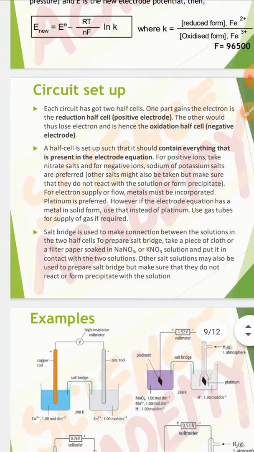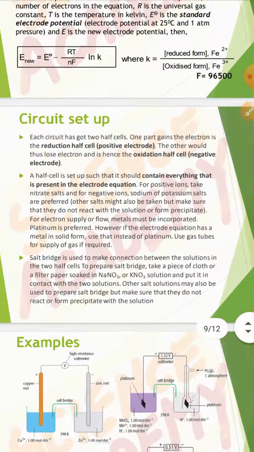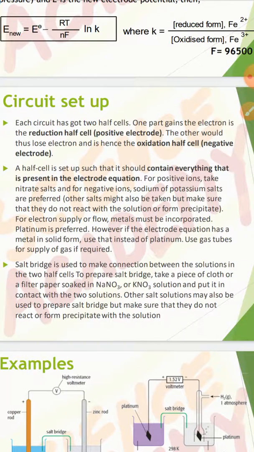Now we have had enough discussion regarding the electrode potential and the cell potential, and what information they give us. But till now we didn't have any discussion regarding how we will practically calculate the values of electrode potential and cell potential. Now we will look at the circuit setup.